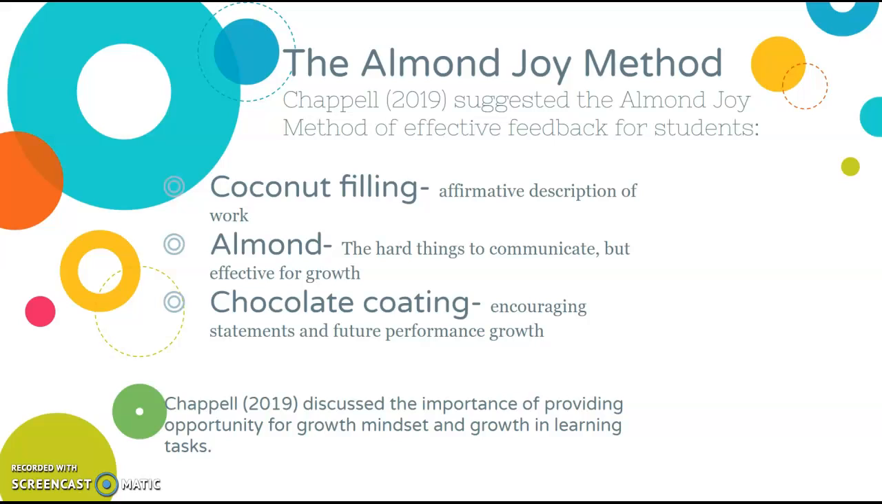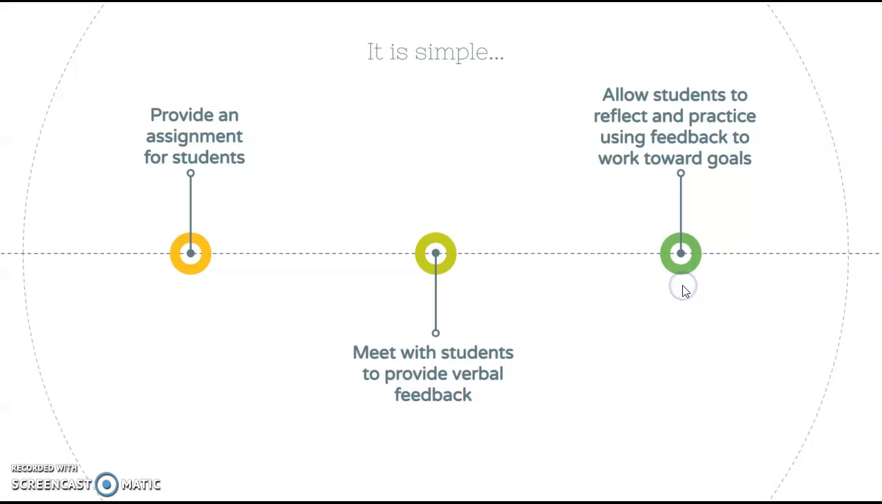And then, of course, we have the chocolate coating where we're giving encouraging statements and future performance growth. So, how we can help the learner know what they did well again and how they can obtain that growth. So, if you're giving them things to work on, how can they work on that specifically? How can you support them in their journey toward achieving that? And as we're talking about this, it's also important to work with your students on having a growth mindset and how to really receive feedback and use it towards growth in the learning task and how to put it to use and understanding the importance of it.